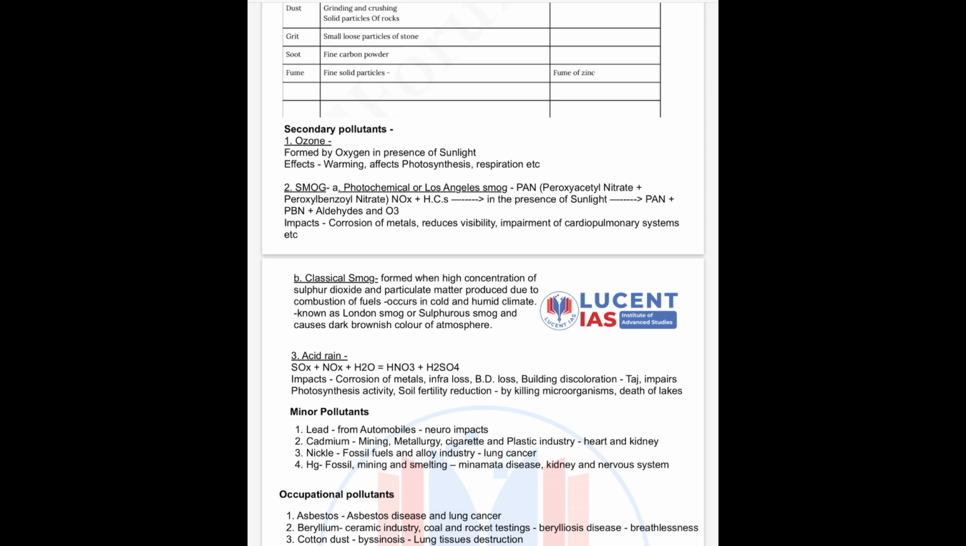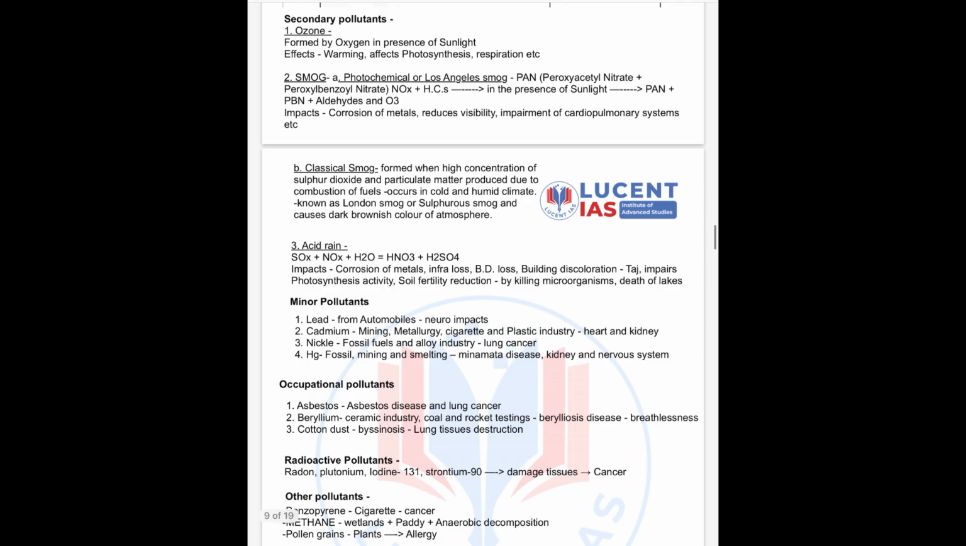Classical smog is formed when there is a high concentration of sulfur dioxide and particulate matter, produced due to combustion of fuels. Clear? Then third is acid rain. Sulfur dioxide and nitrous oxide plus H2O form HNO3 plus H2SO4. Impacts: corrosion of metals, infrastructure loss, etc.